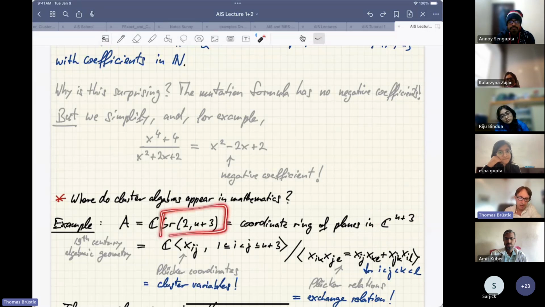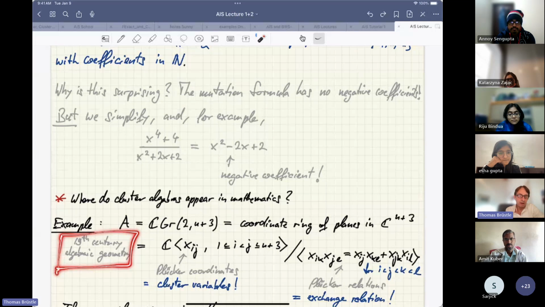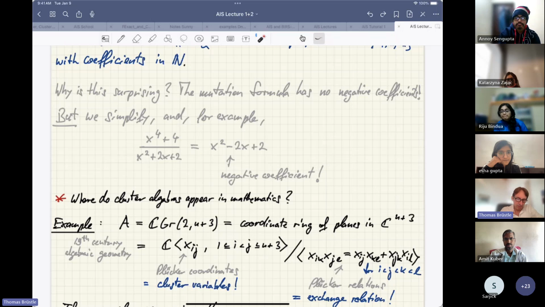in this Grassmannian. This Grassmannian has a structure of an algebraic variety. I don't go into this. An algebraic variety has a coordinate ring, and this is what we are interested in. Now, it turns out this is a very, very classical subject. This is 19th century mathematics. This is 150 years old, or more than that.